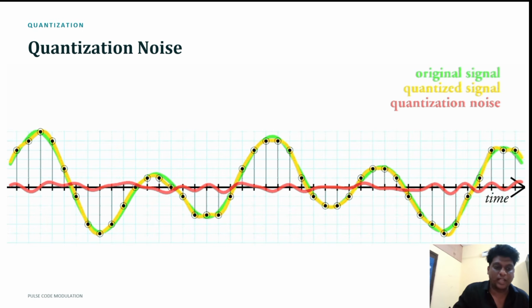This is the quantization noise. The effect of quantization on the signal is called quantization noise. It appears like added noise in the reconstructed signal at the receiver side. It is caused by rounding each sample to the nearest discrete level. To reduce this type of quantization noise, we can increase the number of bits per sample.